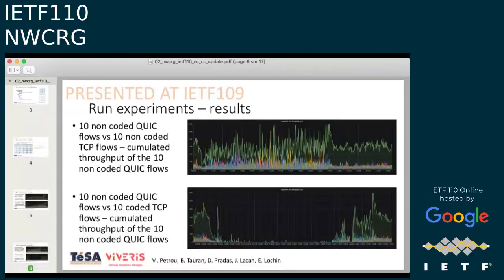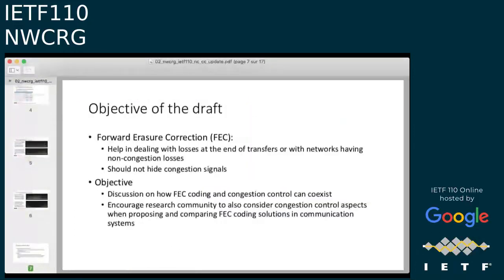So the objective of the slides is shown on slide 7. When we use coding, we can help deal with losses at the end of transfers, or when we have networks with non-congestion losses, but we should not hide congestion signals. So the objective of the draft is to describe how FEC and congestion control can coexist. As soon as we have research on putting coding in a congestion control, we should consider the aspects that are discussed in this draft.